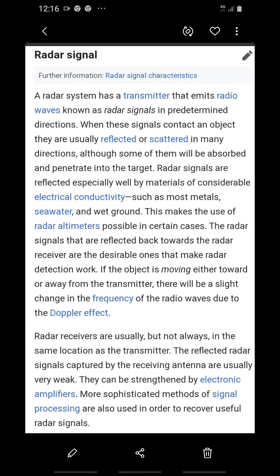If the object is moving either towards or away from the transmitter, there will be a slight change in the frequency of the radio waves due to the Doppler effect.